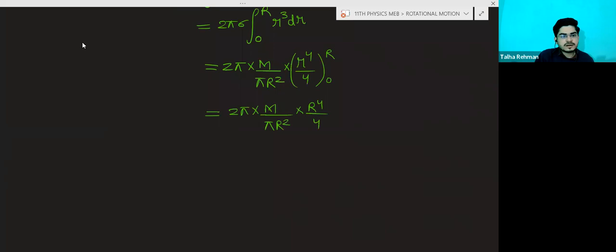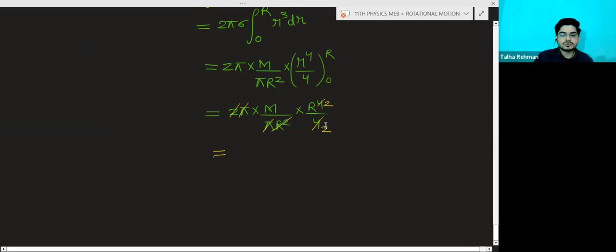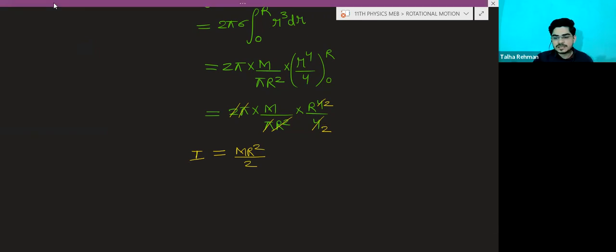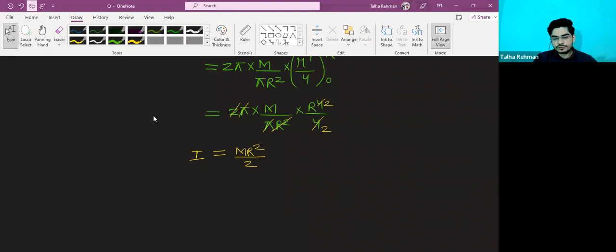Now see which terms are getting cancelled out. Pi cancels out. This r square, here will be only r, and this 2. So what will be the answer? We have only m r square by 2. M r square by 2. So this is the moment of inertia of the disk about an axis passing through the center of mass and perpendicular to the plane.